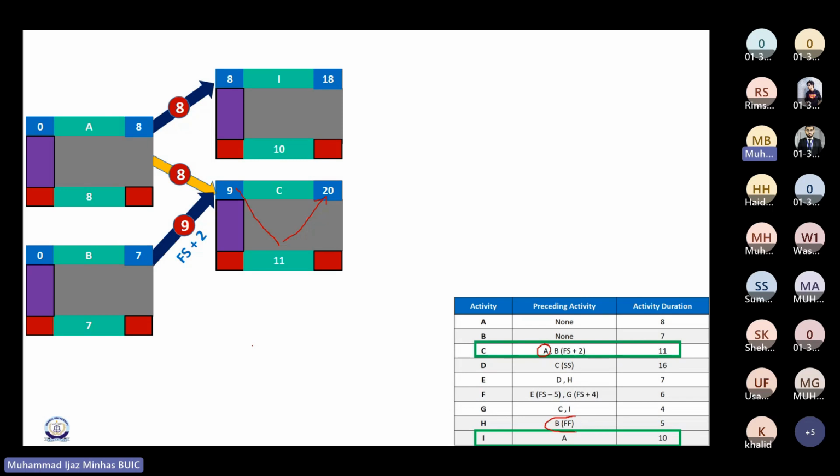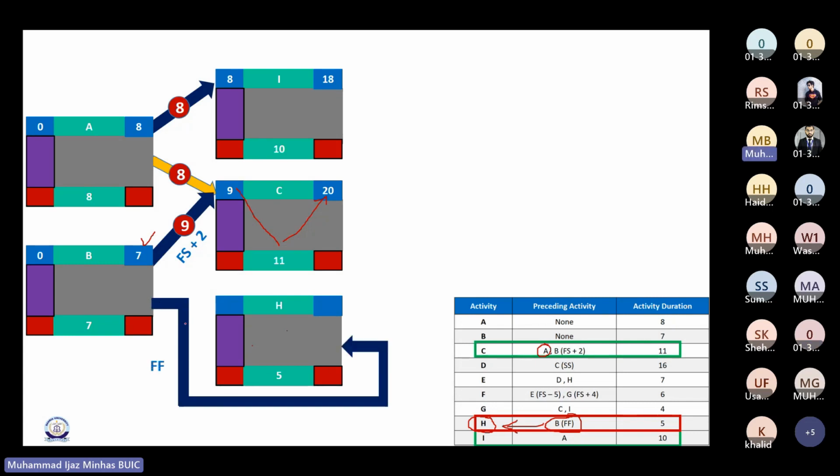So according to this, activity H is dependent on B, correct? But here, the relationship is finish to finish. That means activity H should also finish on day 7 along with activity B. Is it clear? Yes, sir. Right. So the next activity that I'm going to draw here is H, and the relationship is finish to finish, right? When I say finish to finish, that means first I will write the early finish, and the early finish should be 7 days here, correct? Because of this finish to finish relation, activity H should also finish on day 7.